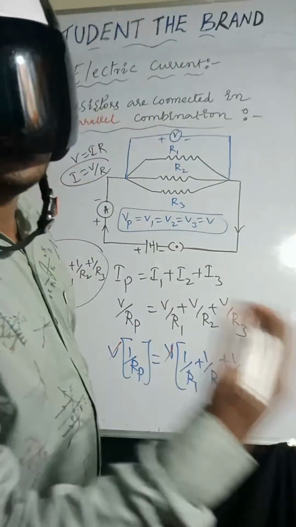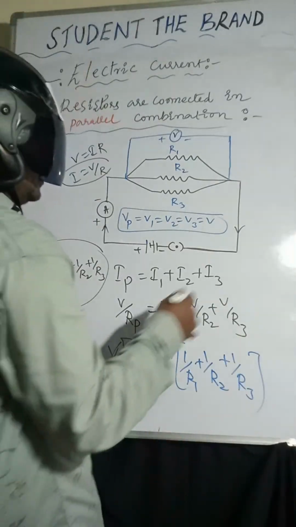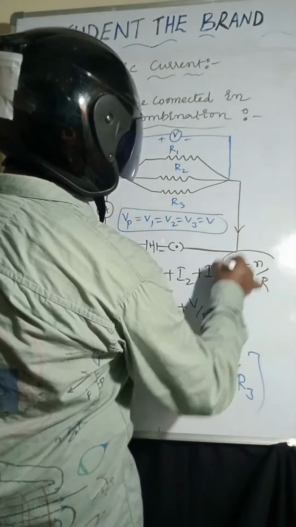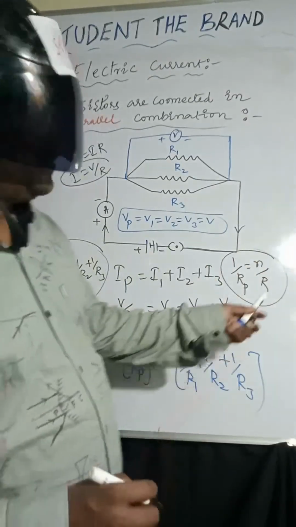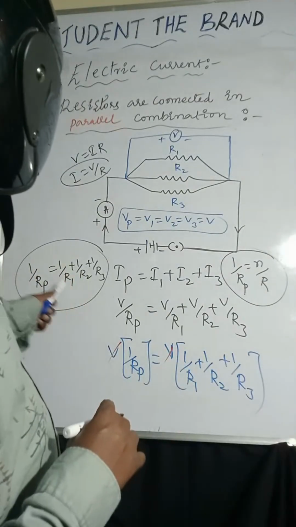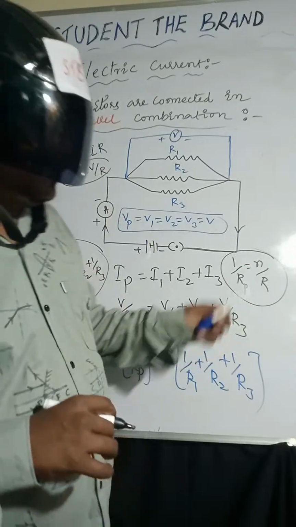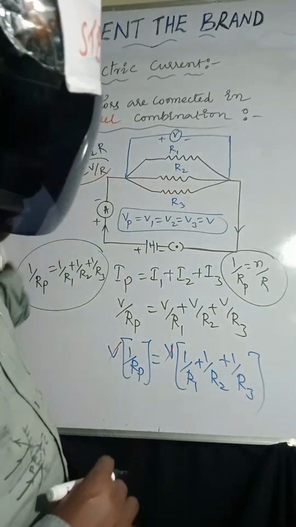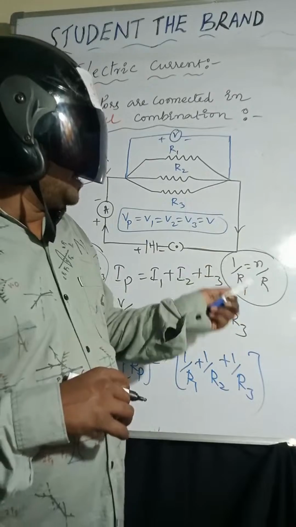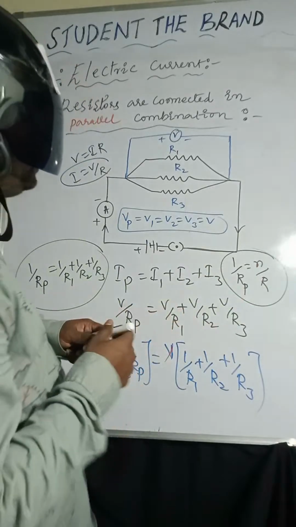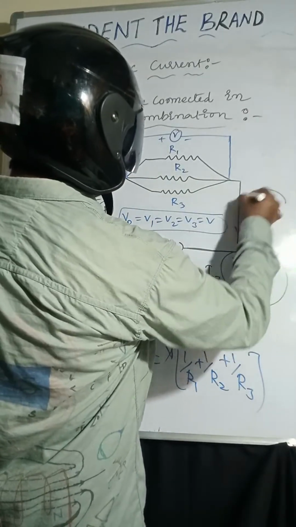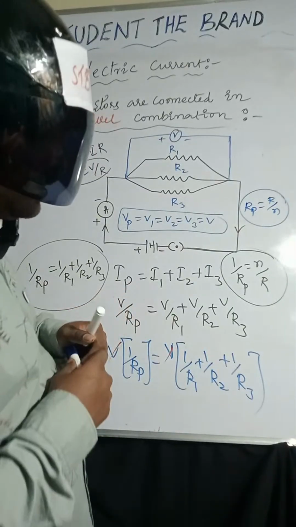If n number of resistors are connected in parallel combination, then 1 by Rp equals n by R. Very, very important formula. Based on this, one question will come, and based on this, one question will also come. 1 by Rp equals 1 by R1 plus 1 by R2 plus 1 by R3. If resistors are connected in parallel combination, this is the formula. So if n number of resistors are connected in parallel, 1 by Rp equals n by R, so Rp equals R by n. I hope it is very clear, right?